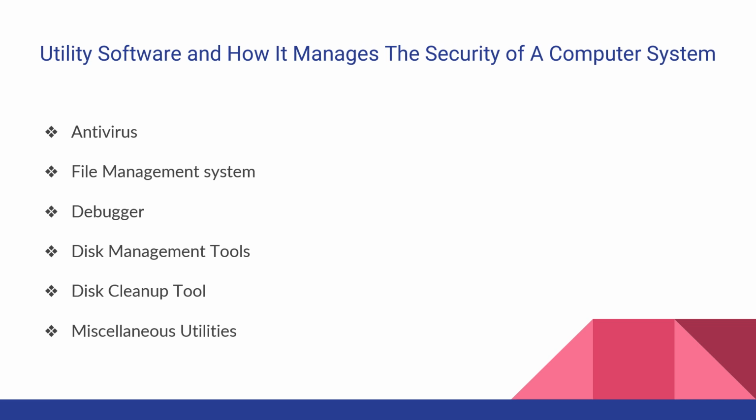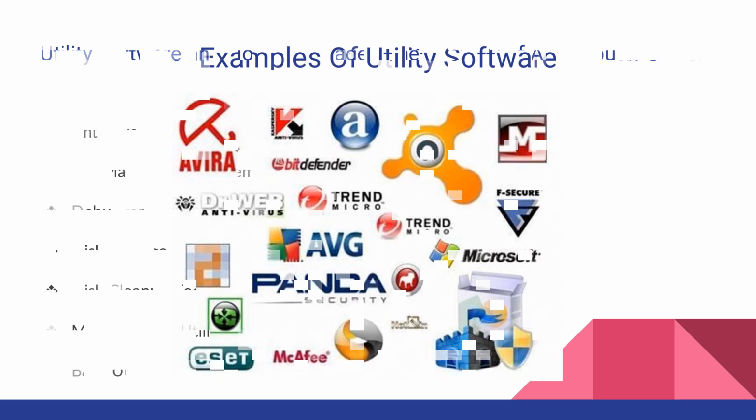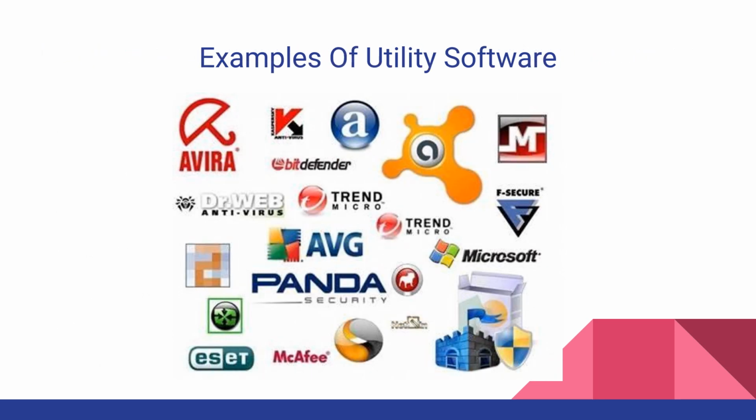Miscellaneous utilities. All remaining utility software might be included in this category. It can be one of the most useful tools for the safekeeping of your emails. Backup utility. In the creation of duplicating databases, documents and files, data is saved so that they can easily be recovered. Here are some examples of utility software.